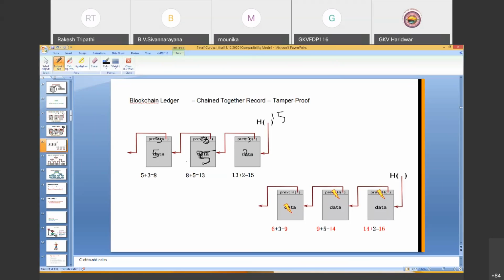Now, in this setting, if I change 5 to 6, then what will happen? This becomes 9. But what is stored? 8 is stored here. It won't match. Then in order to change this to 6, I have to change this to 9. Likewise, if I change this to 9, I have to change this to 14. Earlier it was 13. And in order to make things consistent, I have to change this 15 to 16. This I cannot do. So if I somehow remember this in the blockchain data structure, then I can find out whether there was any editing, whether something has been tampered with or not. We can find it.